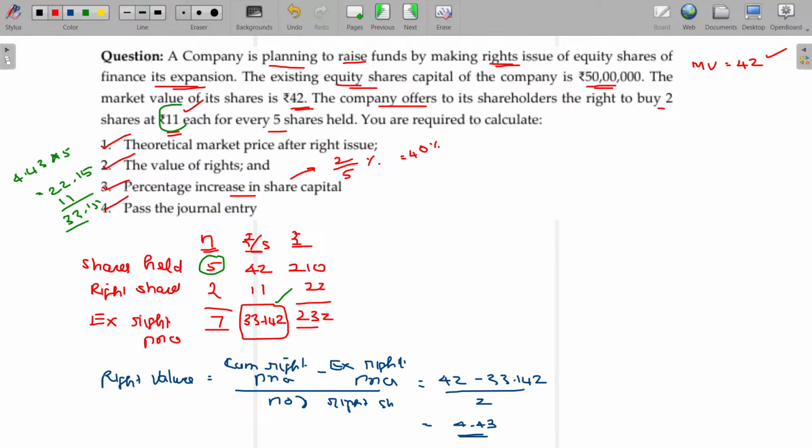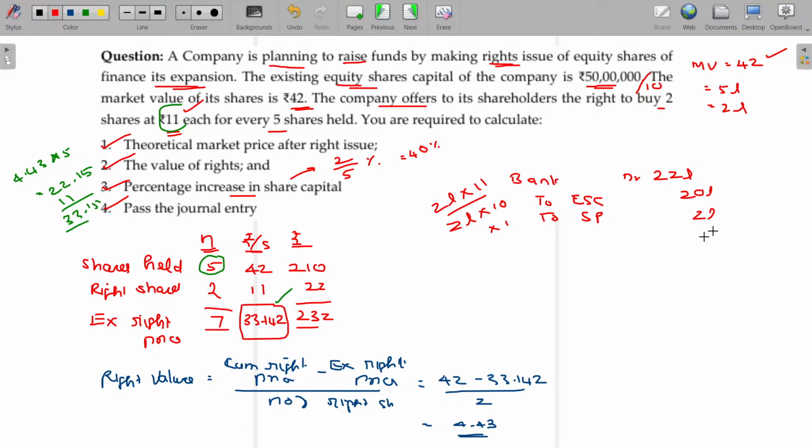Fourth one, you have to pass a journal entry. The journal entry is very simple. Bank account debit to equity share capital and securities premium. Currently you have 5 lakh shares. Rights shares are 2 lakhs. So 2 lakh shares, per share you collect 11 rupees, 22 lakhs. What about the face value? 10 rupees, 20 lakhs. The additional 1 rupee collected is called securities premium, 2 lakhs. This is the journal entry.